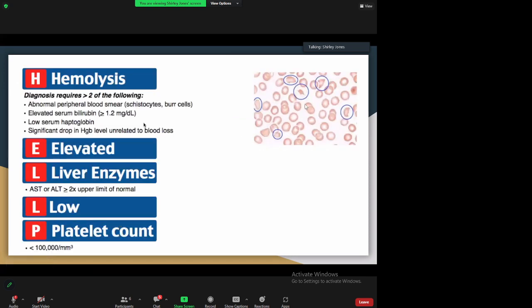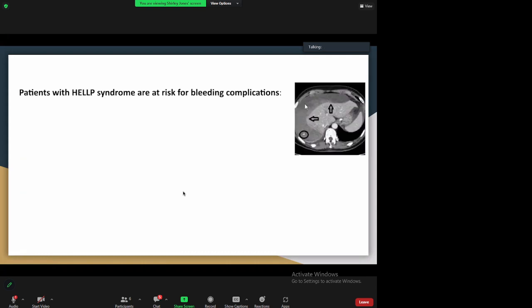So this is our diagnostic criteria. You need greater than or equal to 2 of the following. So basically evidence of a hemolytic anemia. So you can see these schistocytes on the blood smear, elevated serum bilirubin, low haptoglobin, or anemia that's not explained by blood loss. You need elevated liver enzymes and low platelets.